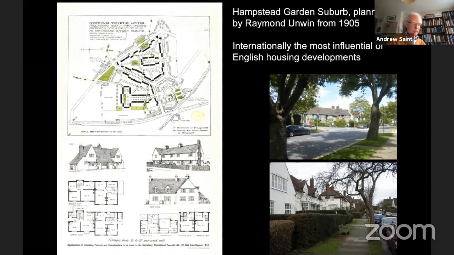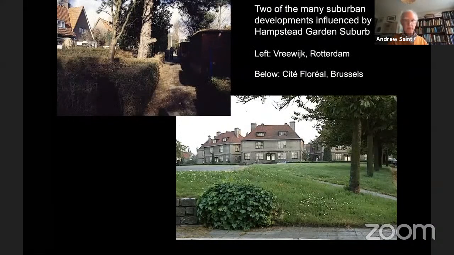This scheme at Hampstead had a vast and almost immediate influence beyond Britain. First of all, in Germany, in 1913, they were already building garden suburbs, and rather later in Belgium and Holland. You see a couple of examples here, Vreeswijk in Rotterdam and Cité Floréal in Brussels, and even France and Italy with their more Latin cultures took it up to some degree.